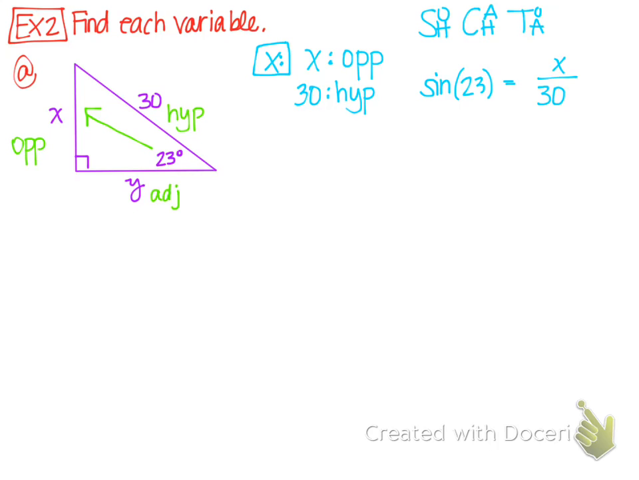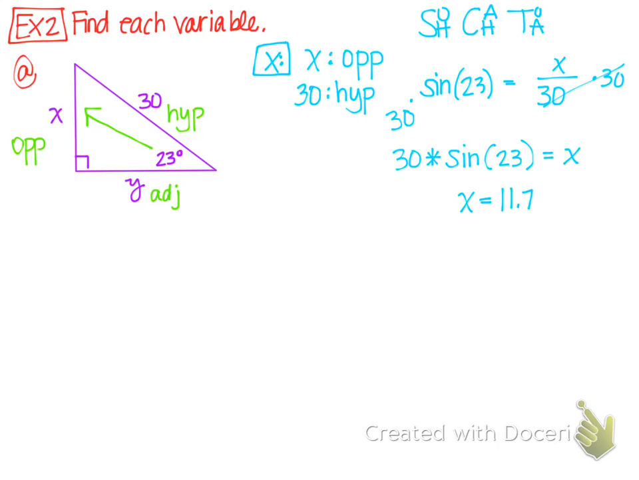So, when we multiply each side by 30, we can use our calculators to calculate what our x is. Our 30s cancel over here, and we're left with an x. In your calculator, I want you to type 30 times, and then press the SIN button, and it'll give you open parentheses. Put 23 in there and close your parentheses. That's going to give us whatever x is. Let's do 1 decimal place, and you get 11.7. So that's the length of that side, 11.7.